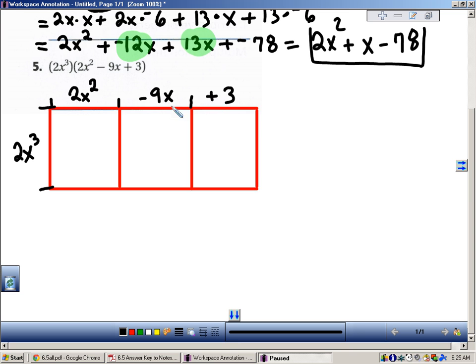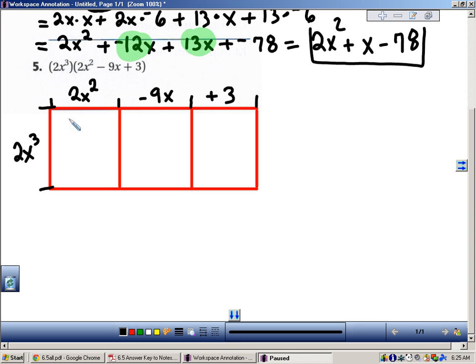So I break up each of the terms and use them as the segment lengths of this generic rectangle. Now, we know that we can find the area of a rectangle through multiplication, length times width. So let's find the area of the first rectangle here: 2x to the third times 2x squared.